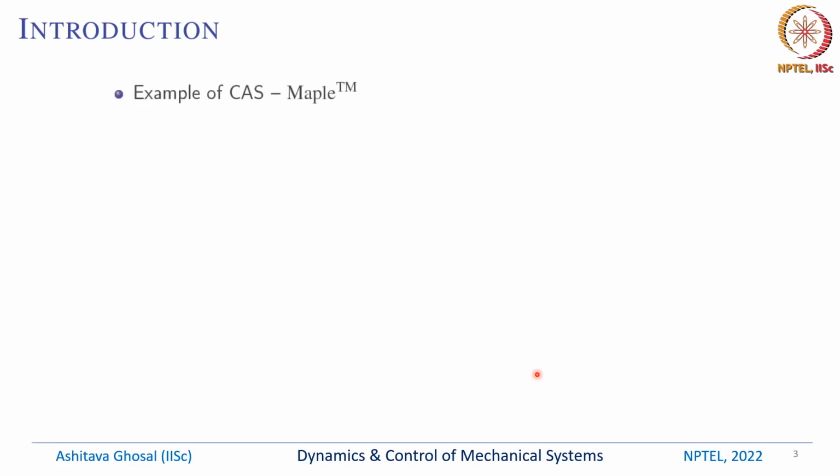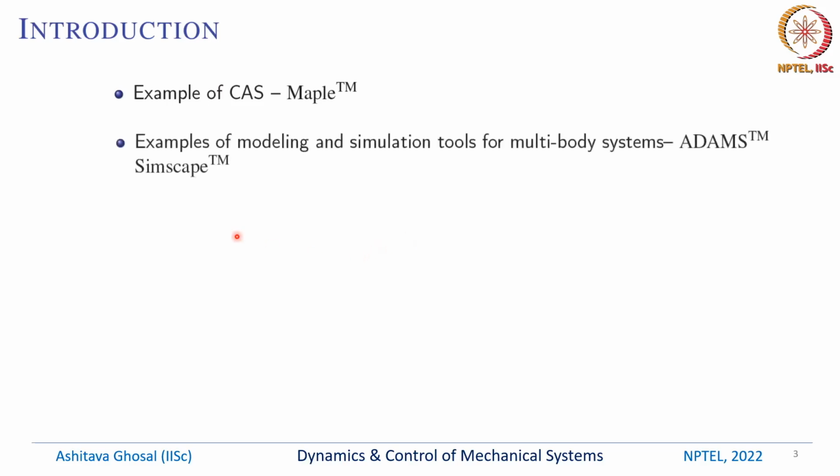So let's continue. An example of a computer algebra system is Maple. We have used Maple extensively in this course, for various applications to obtain equations of motion and even for rotation matrices. So I thought we can go over very quickly how Maple works and what some of its important elements are. We can also have examples of modeling and simulation tools for multibody systems. Two of the well-known ones are Adams and Simscape.